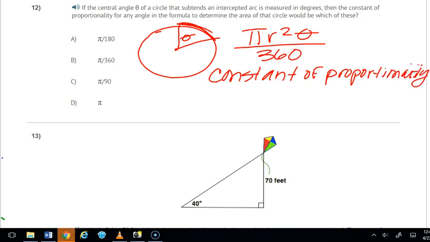Okay, so constant of proportionality, what that means is what part of that formula never changes, because it's the constant part, right? What part never changes? Well, obviously the r squared and the theta change, so the only part that never changes is pi over 360. So that's the answer, because that's the constant of proportionality. That's what never changes in that formula.